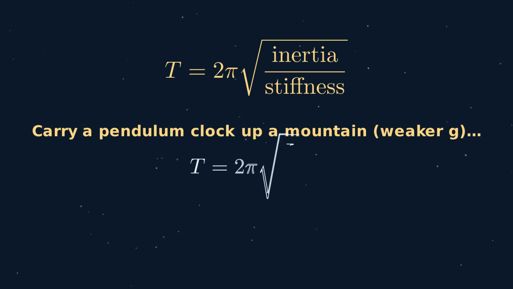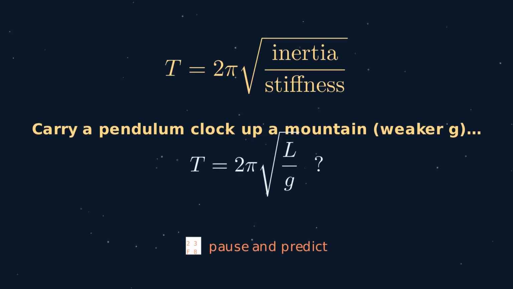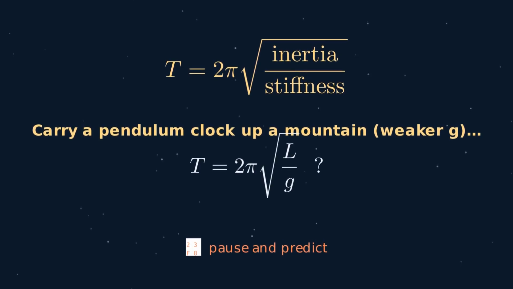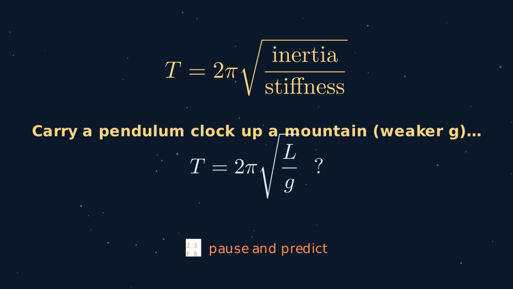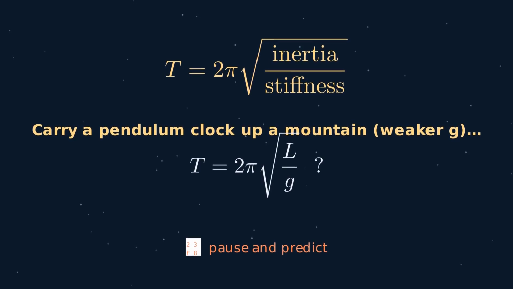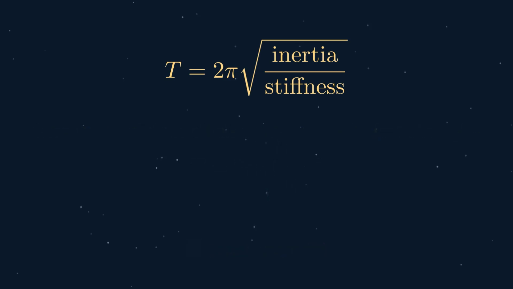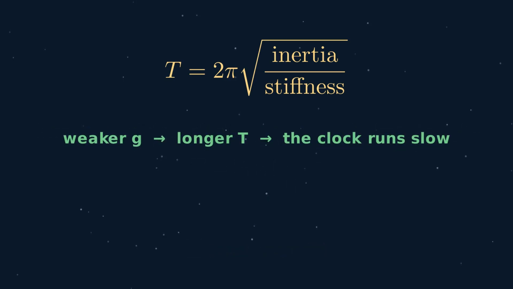Here's a challenge before we close. You take a pendulum clock that keeps perfect time and carry it up a tall mountain where gravity is a little weaker. Pause and predict, does it run fast or slow? Weaker gravity means a longer period, so the clock ticks slower and falls behind.